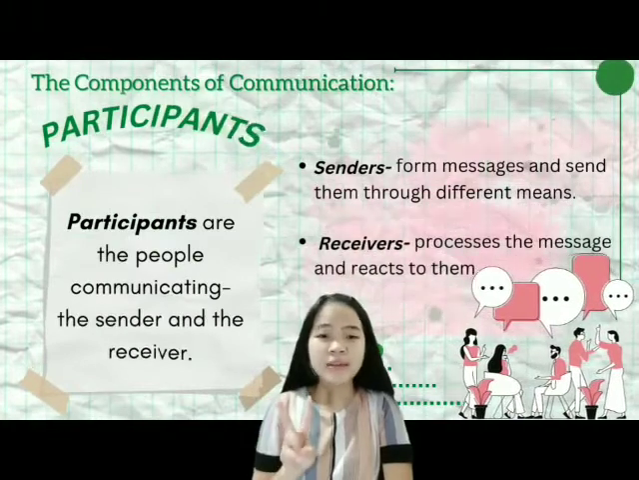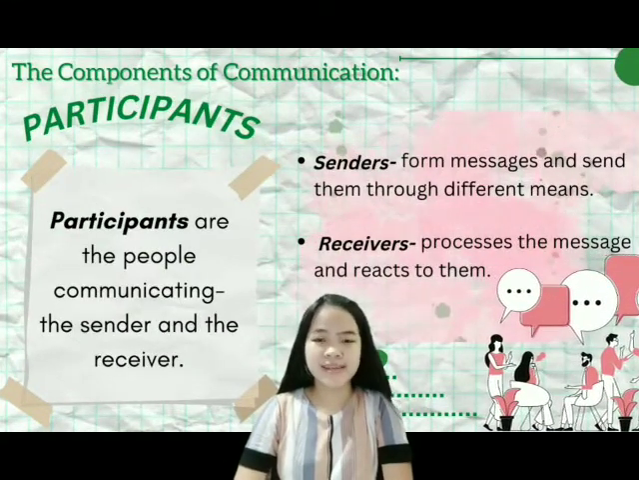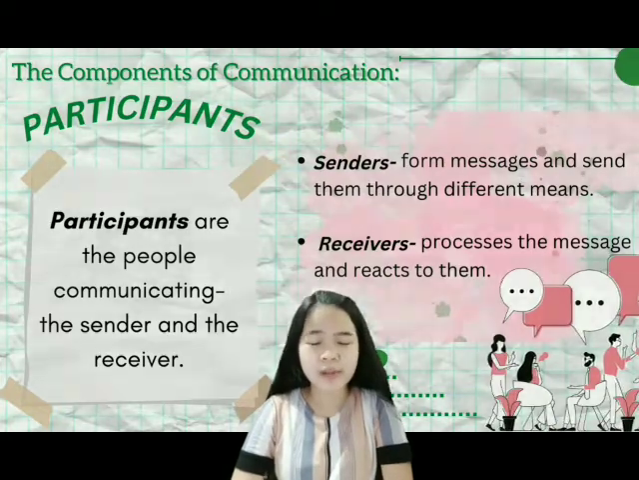The second component of communication is the participants. Participants are the people communicating, the sender and the receiver. In the scene, the sender as the source of the message is mainly the seller, and the receiver is the customer, who processes the message and reacts to them.